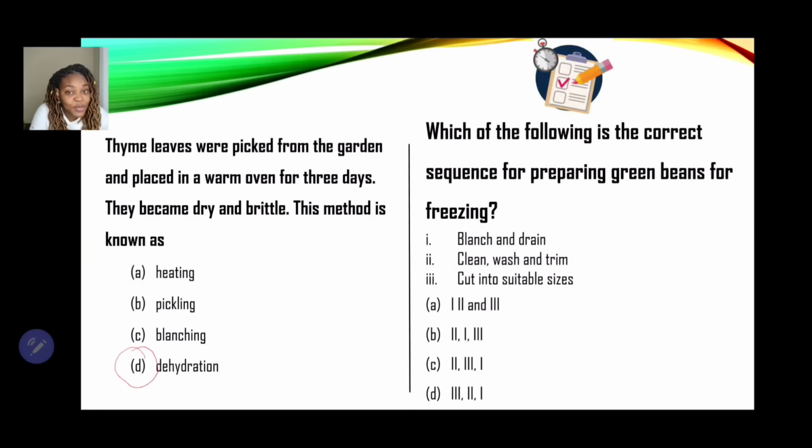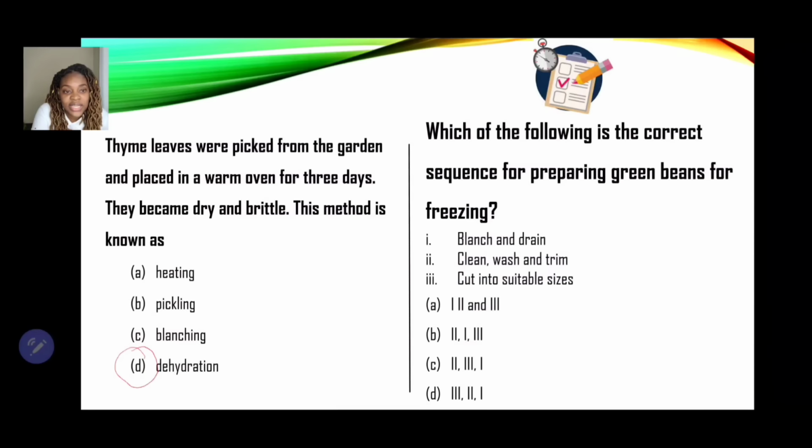So we know that before we freeze green beans, we have to prepare them by what? Blanching them. Now let us see which of these is in the correct order, right? So 1, blanch and drain. 2, clean, wash and trim. 3, cut into suitable sizes. Now, which one do you think would come first, guys? Which one should come first?